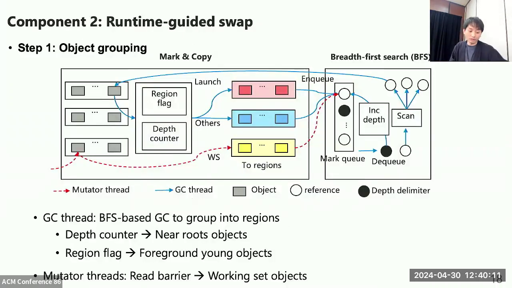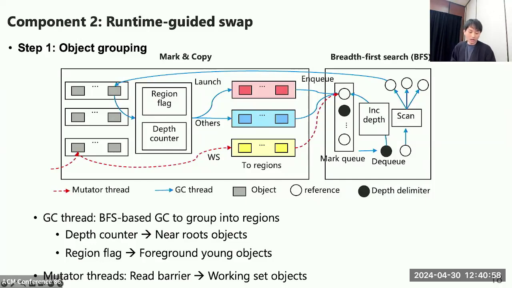Then as for the second component, the runtime guided swap, it consists of two steps: object grouping and page swapping. The object grouping is a full GC process that classifies objects based on the runtime information and access pattern of objects, and then groups them into pages. Here, besides the near root objects and the foreground young objects I just mentioned, we also need to identify working set objects which are currently being used by the apps. The working set objects ensure the necessary objects required by the apps to run in the background are not selected to be swapped out.